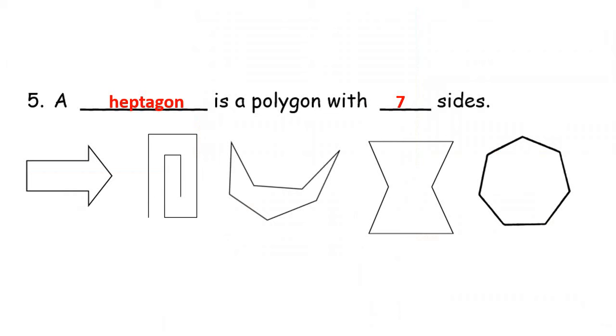A heptagon is a polygon with 7 sides. So notice here it's H-E-P-T. Go ahead and pause the video and circle your heptagons.